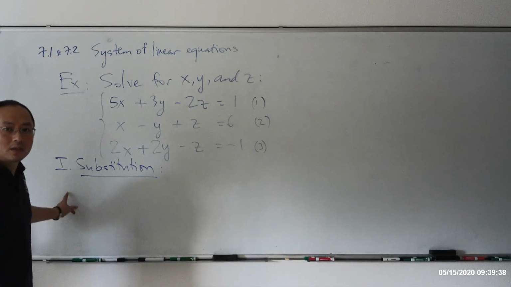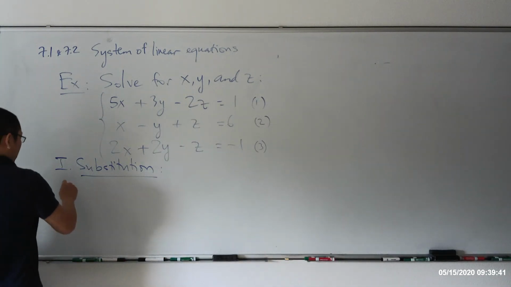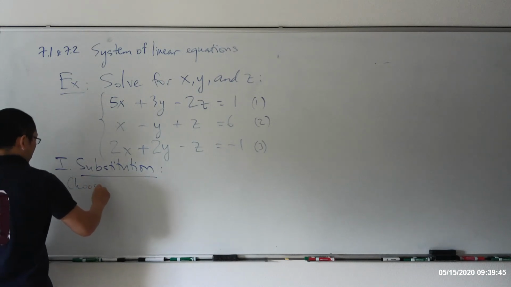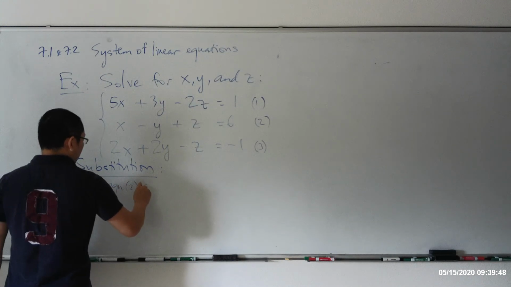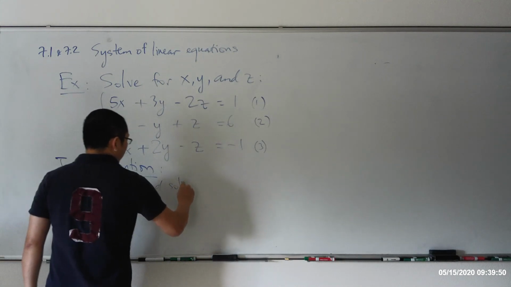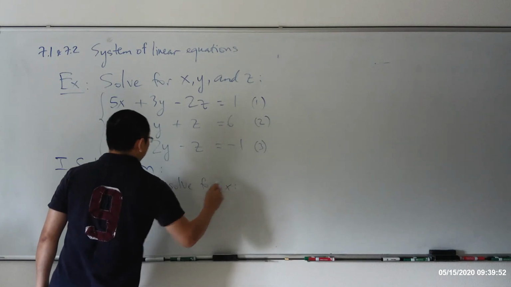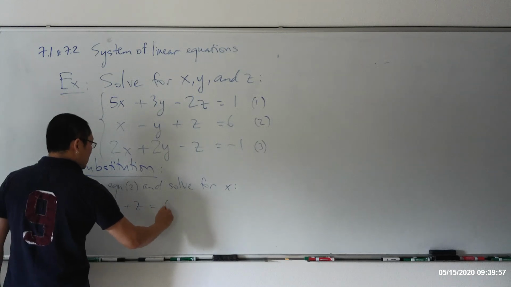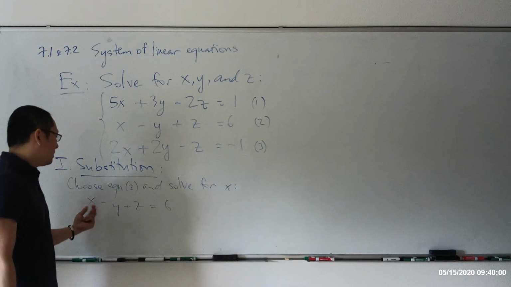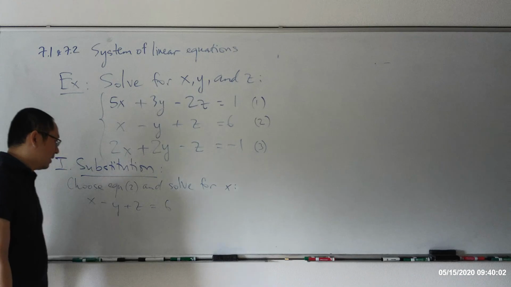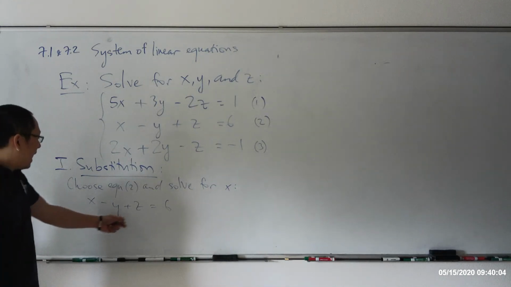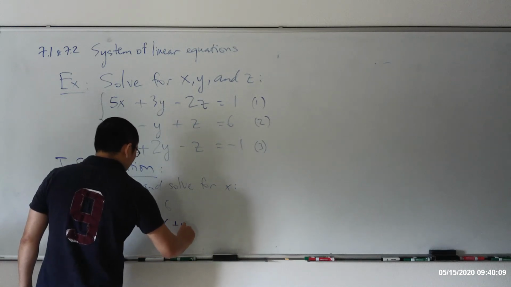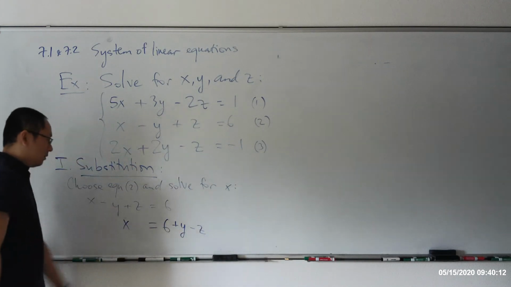But let me just choose the second equation. I'll solve for x. Okay? Choose equation number 2 and solve for x. Okay, so I got what? x minus y plus z equal to 6. Of course, solving for x in here means we solve for x in terms of y and z because we have 3 variables. So add y and subtract z on both sides. We're going to have x equal to 6 plus y minus z.